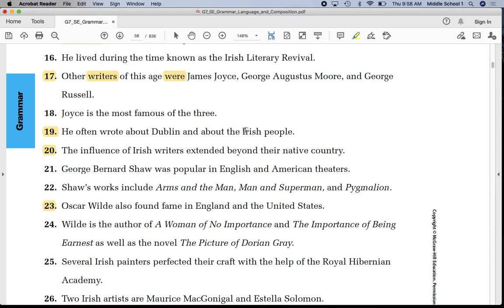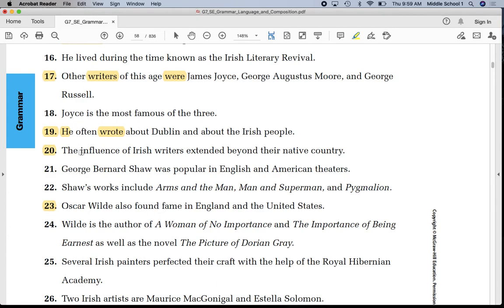Number 19 is like number 4. Simple subject he, simple predicate wrote. Because often talks about how he wrote, this is an adverb. So my line in number 19 goes between he and often.